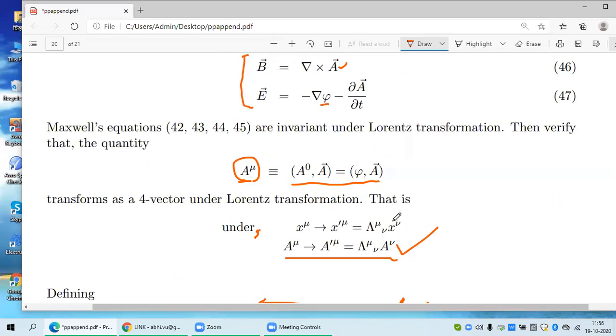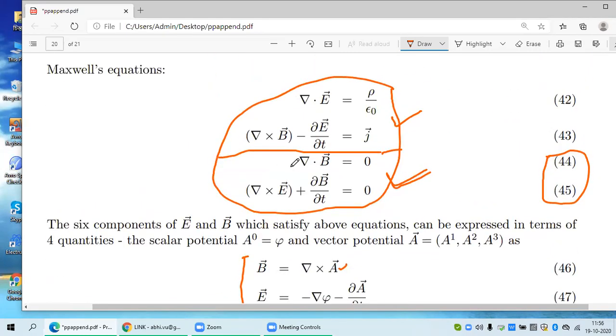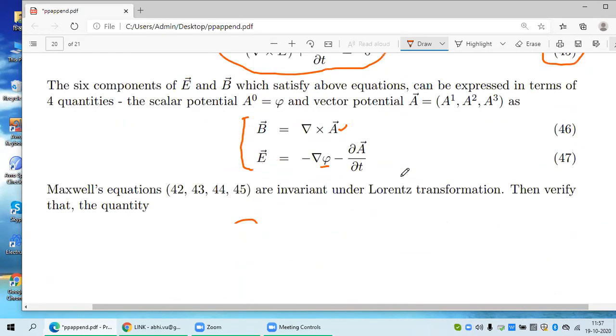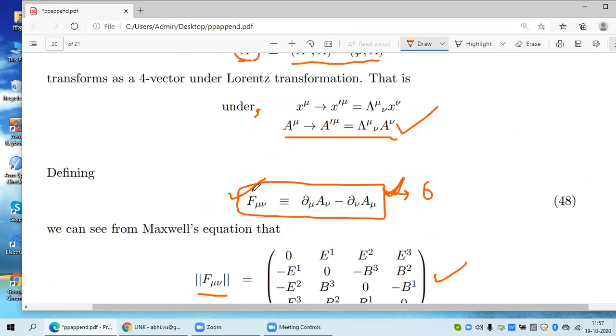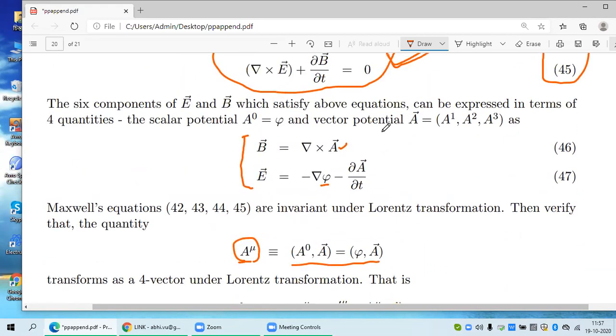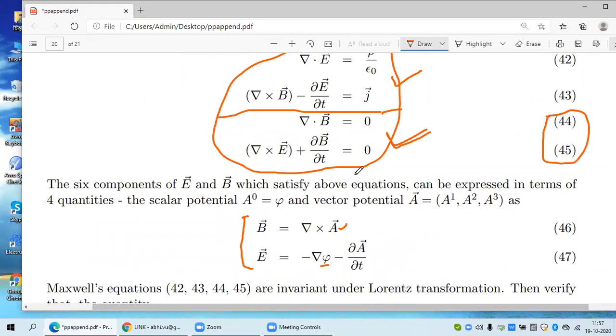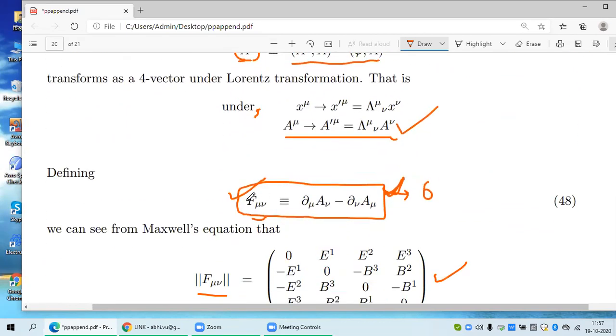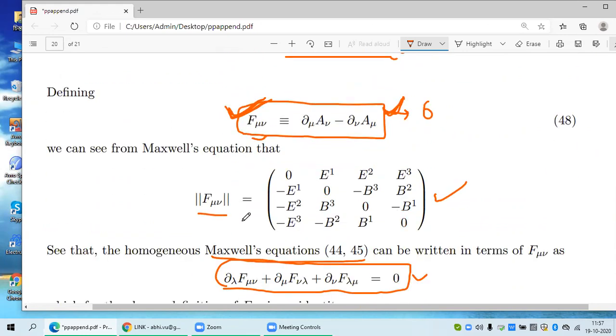And since these two equations, you can see, if you want to write these two equations, it will take the form of Bianchi identity in terms of F mu nu. That means somehow the information content of these last two equations are already contained in the very definition of F mu nu. Because Bianchi identity, with this definition, is just an identity.